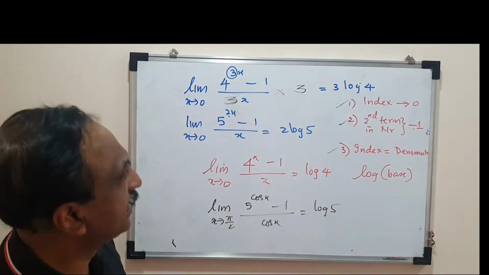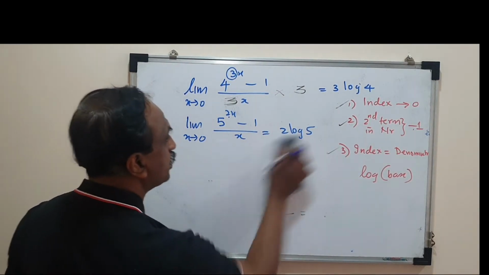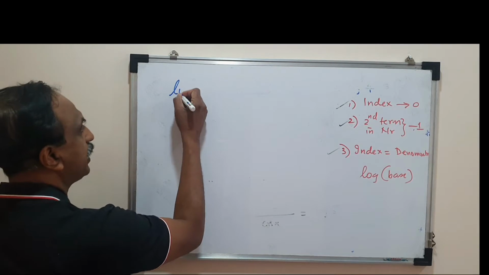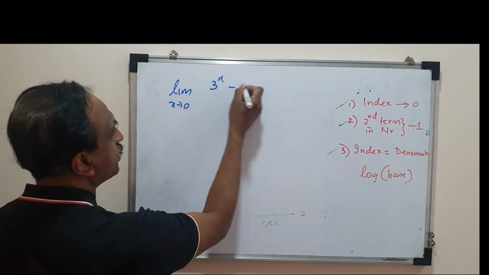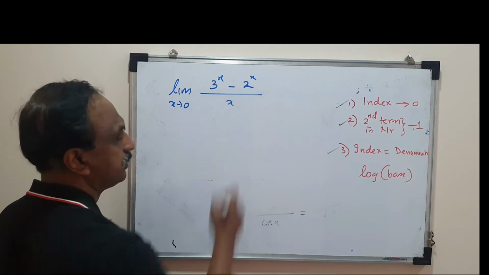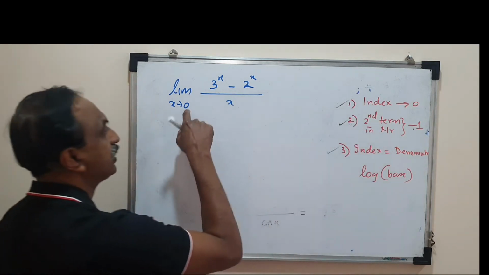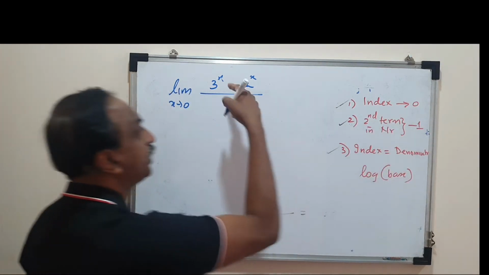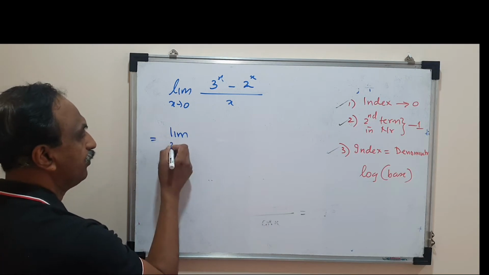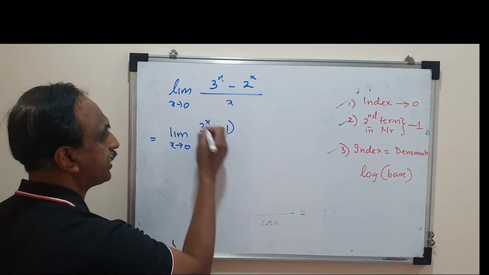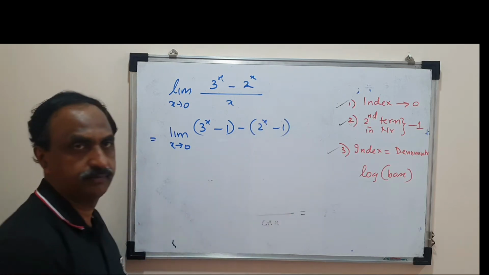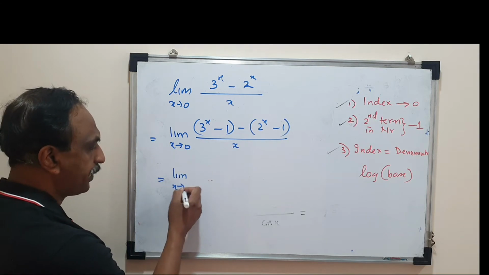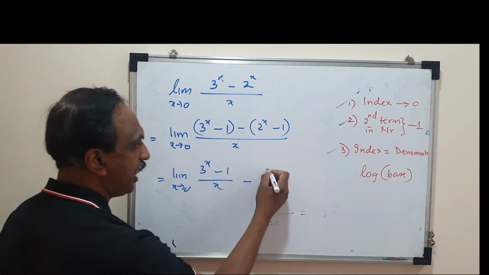Now let's have a look at another kind of problem where the second condition is not satisfied. Let's say limit x tending to 0, 3 raised to x minus 2 raised to x upon x. Which condition is not satisfied? This is satisfied, power is tending to 0. Second term is not minus 1. We do not have the minus 1 in this question. So what we will do? We will subtract a 1 and add a 1. Now, if I separate the denominator, I need to apply the formula 2 times, 1 in this and 1 in this.